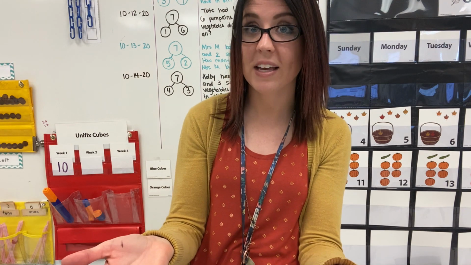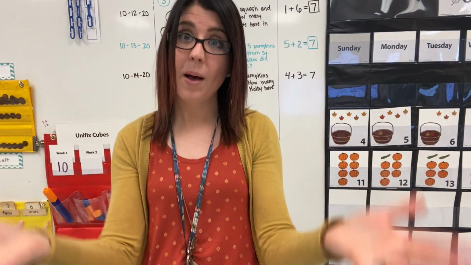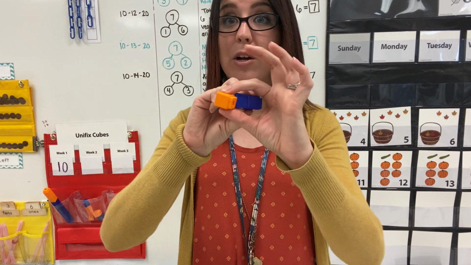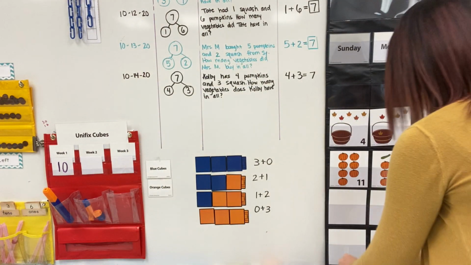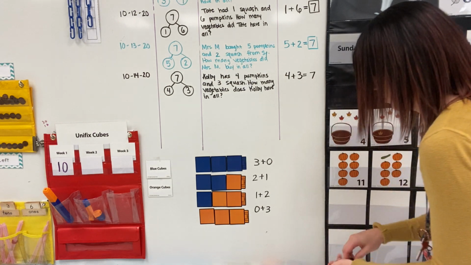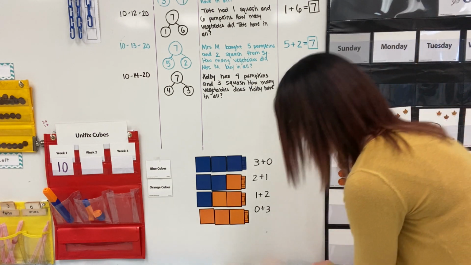There's a special name for that. It's called flip-flop commutative property. Can you say that with me? Flip-flop commutative property. Say it again. Flip-flop commutative property. That means when we add numbers together, it doesn't matter which one goes first. It's still going to equal the same thing. All right, now you ready for me to pull these cubes out? All right, let's see what we get.